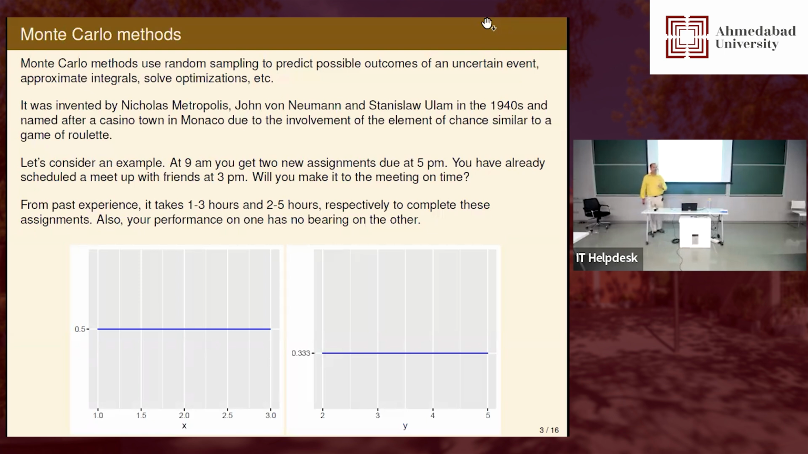Now, one thing I know is that the least possible value of X plus Y is 3, because the minimum value of X is 1 and the minimum value of Y is 2. So 1 plus 2 is the minimum value for X plus Y, which is 3. The maximum value is 3 plus 5, which is 8. So X plus Y takes values between 3 and 8. You all are okay with that, right? The question is, will that also be uniform between 3 and 8?